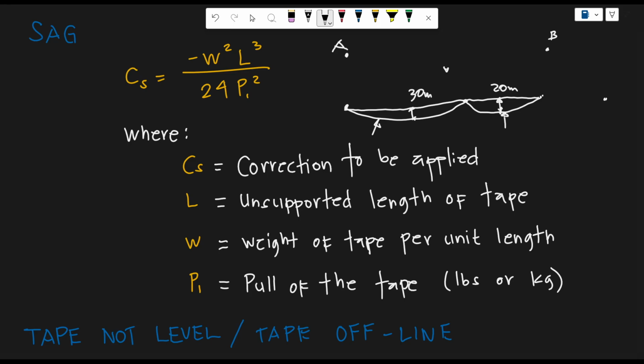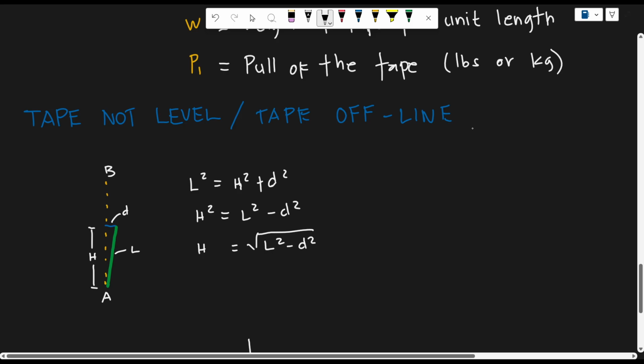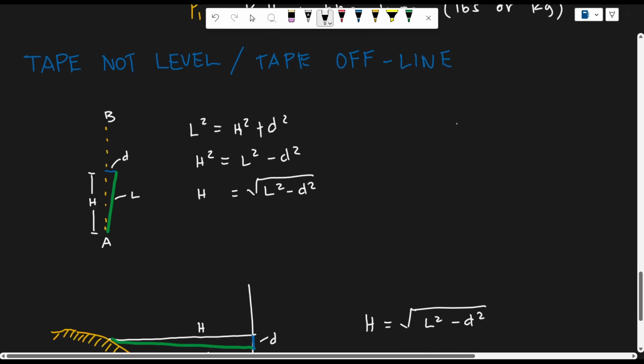Okay, so in practical applications, it is best to prevent this correction due to sag in the first place by supporting the tape at equal intervals if possible. But if it is not possible, then we have a formula right here that we can use to correct the measured line as much as possible. Then we have here tape not level and tape off line.